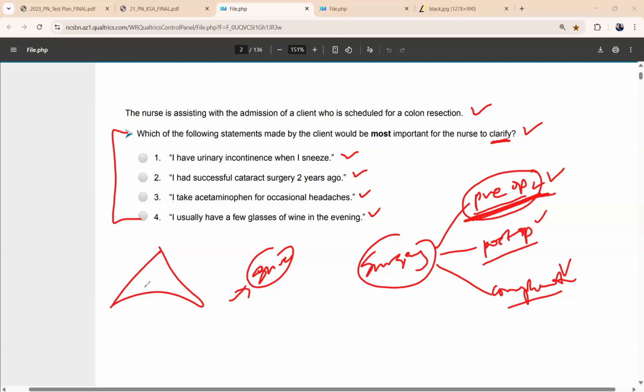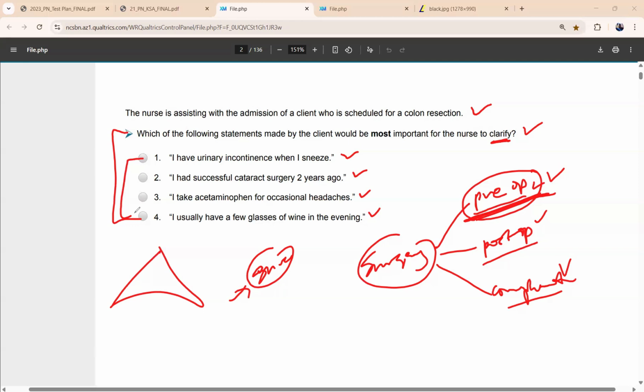I don't want to waste much of our time, but let's focus on what we have right here. And I'm going to explain all these things related to pre-op. Now, see the first answer. The first answer is saying, I have urinary incontinence when I sneeze. Now, many students will not understand that answer because they don't understand the principle of pre-op.